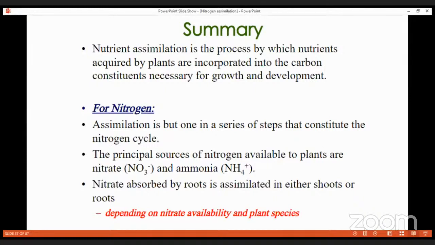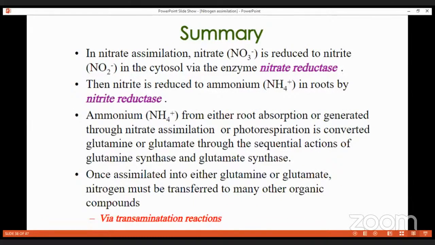The nitrate absorbed by roots is assimilated in either shoots or roots, depending upon the species. In nitrate assimilation, first nitrate is reduced to nitrite by the enzyme nitrate reductase in the cytosol. Then nitrite is reduced into ammonium. Then ammonium has to be incorporated into different amino acids, in the process of nitrate assimilation, where it is converted by glutamine synthetase.